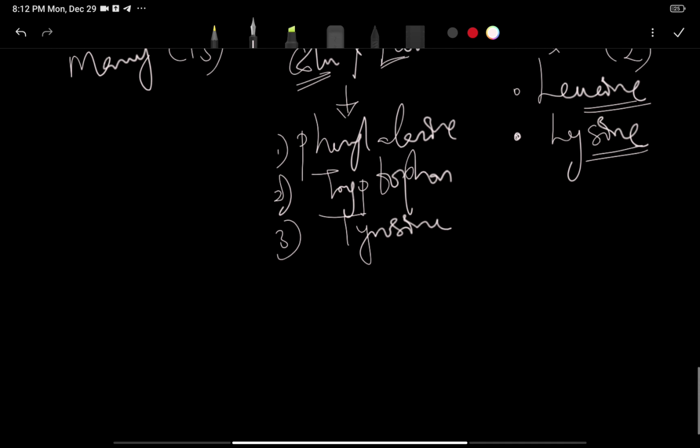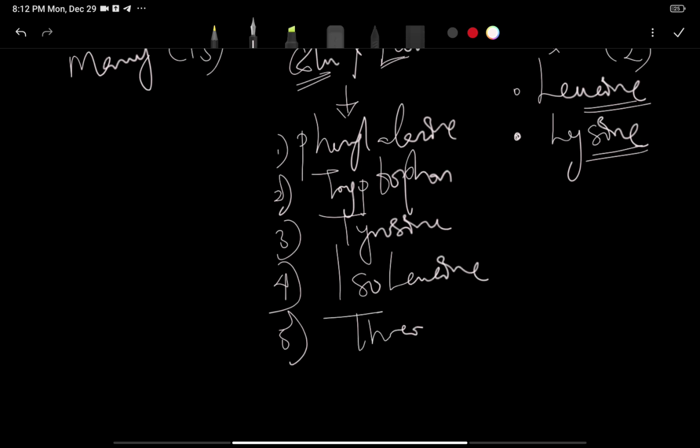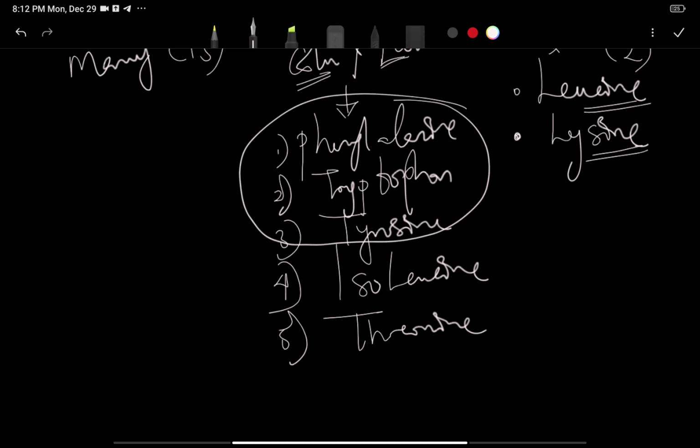Now the 4th one and the 5th one, just remember isoleucine is here, and at the same time threonine is also here. Are you there with me? So can you remember this? This one is easy to remember, that all aromatic amino acids are both glucogenic and ketogenic. The problem is, how will you remember this and how will you remember this? Well, that is up to you.